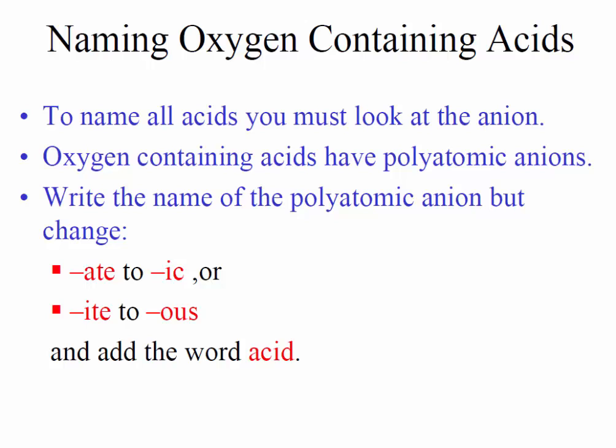When you're naming oxygen-containing acids, these are the acids that involve a polyatomic ion, such as nitrate or phosphate. So when you're naming acids, you want to look at what the anion is. Oxygen-containing acids have polyatomic anions. And so what you do is you consider what the name of the polyatomic anion is, write that down, but if there is an "ate" ending to your polyatomic anion, change the ending to "ic." If it's "ite," you change it to "ous," and then you add the word acid.